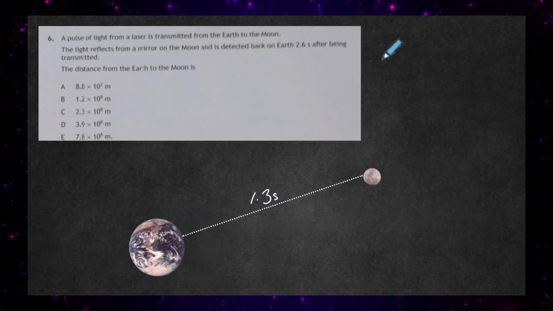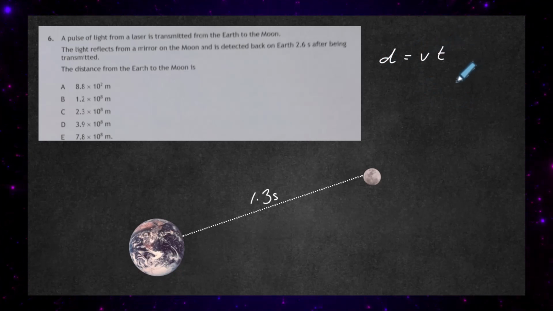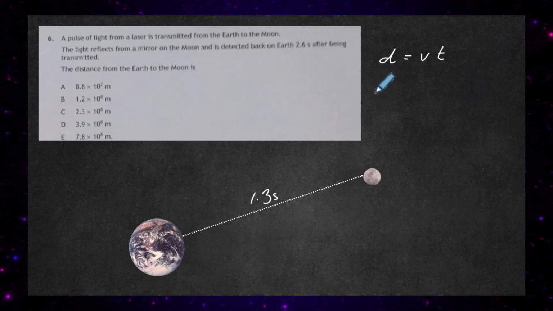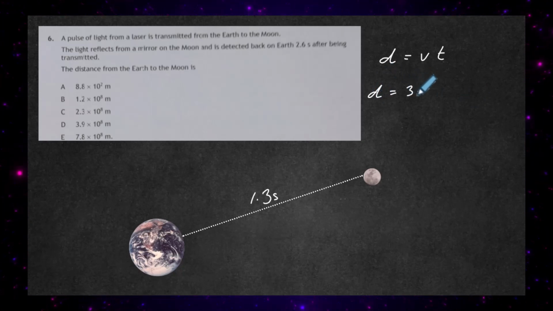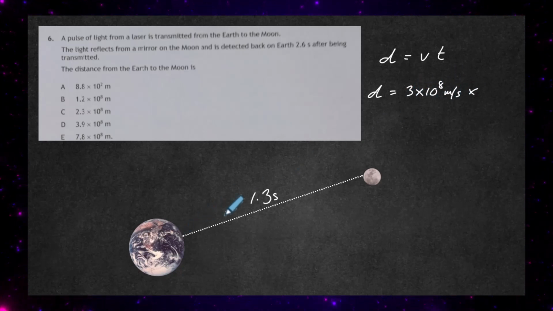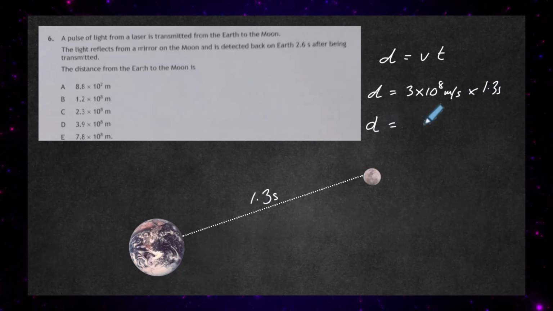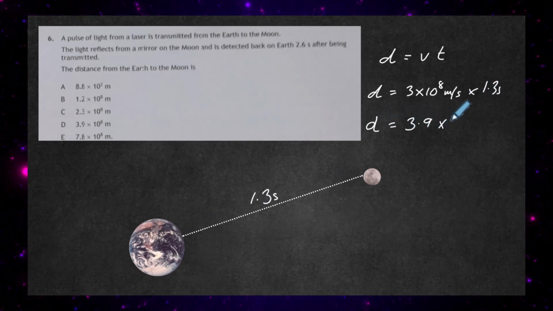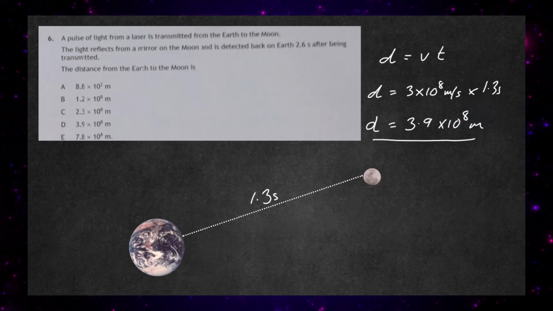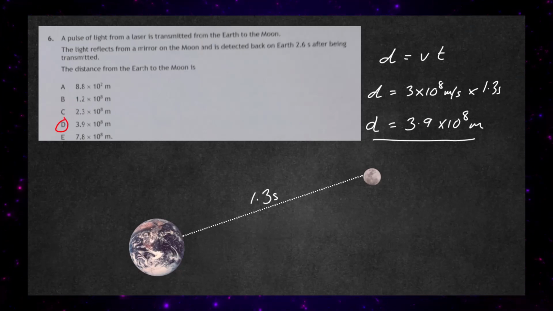To find the distance, we use the equation distance equals speed times time, and the speed of the pulse of light must be the speed of light, which is 3 times 10 to the power 8. So distance d equals 3 times 10 to the power 8 metres per second, multiplied by the time it takes to go from the Earth to the Moon, which is 1.3 seconds. If we do that with my calculator, d comes out to be 3.9 times 10 to the power 8 metres. So d equals 3.9 times 10 to the power 8 metres, and that will be the answer, which will be D, 6D.